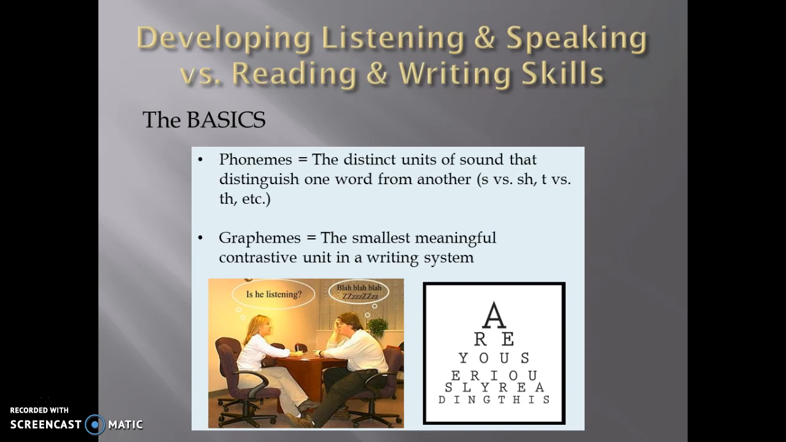Last week, when we were talking about listening and speaking skills, we never really talked about the real basic building blocks, and those are the sounds of the language, what we call phonemes, the distinct units of sound. And when we're talking about the literacy skills, then we're talking about graphemes. The graphemes are the smallest meaningful contrastive unit in a writing system. And keep in mind, that's more than the 26 letters of the alphabet. It can be our consonant blends like TH and SH, and our vowel teams.